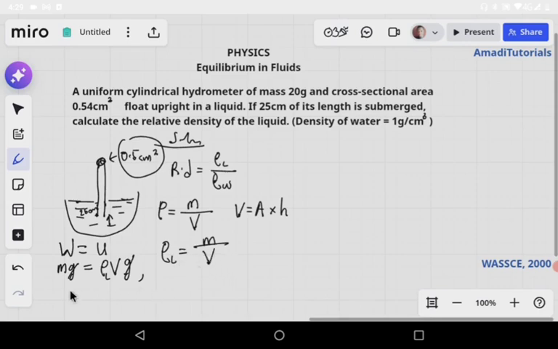So now let's calculate the density of the liquid. Density of the liquid will be equal to... we have to first calculate this density of the liquid, then later we substitute it to find the relative density of that liquid by comparing it with that of water. So mass is 20 grams, and we are going to convert that 20 grams to kilogram by dividing it by 1000, which is the same thing as writing it as what? 20 times 10 raised to the power of minus 3.